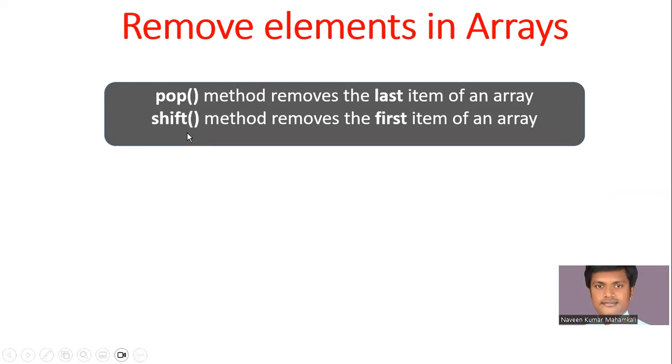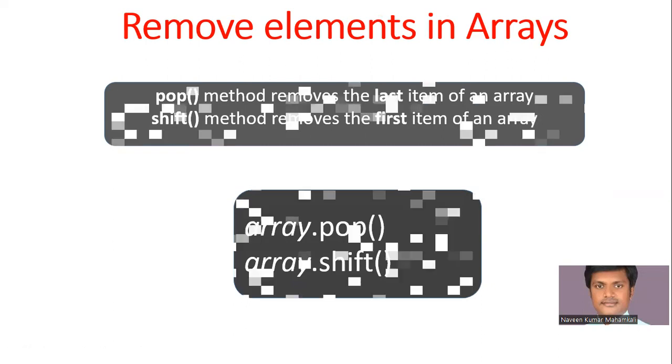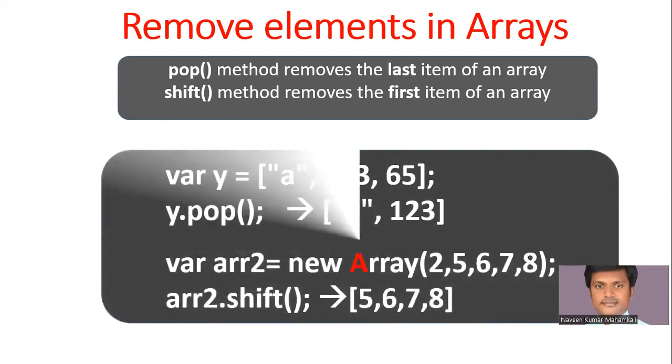Shift method removes the first item from an array. The syntax is array.pop or array.shift. We'll try to understand with an example. Have a look at this piece of code.